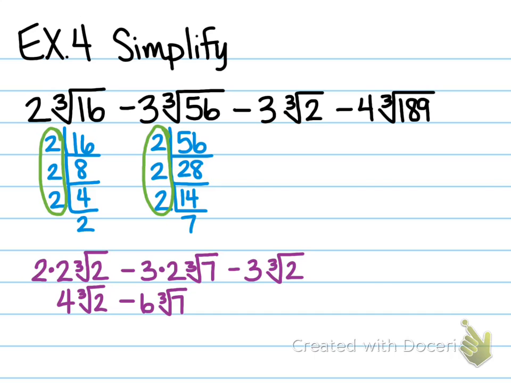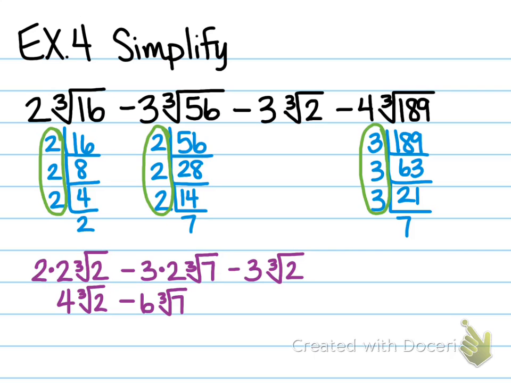The fourth term, I need to factor 189. So the cube root of 189, I know that 3 goes into 189 63 times, and 3 goes into 63 21 times. 3 goes into 21 7 times. So I circle what's the same, so 3 3's. Those are going to come outside and multiply times the negative 4 that's already there. So that's negative 4 times 3 times the cubed root of 7. The fourth term will be negative 12 cubed root of 7.